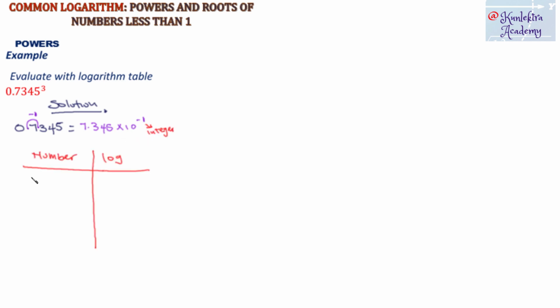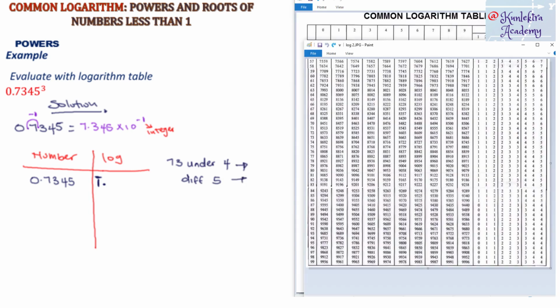Now, this is 0.7345. First of all, write the integer -1 point. Now we use the fractional part, this fraction, to look for the logarithm of the number. Now we check the logarithm table for 73 under 4, difference of 5. 73 under 4 is 8657. The difference of 5 is 3.